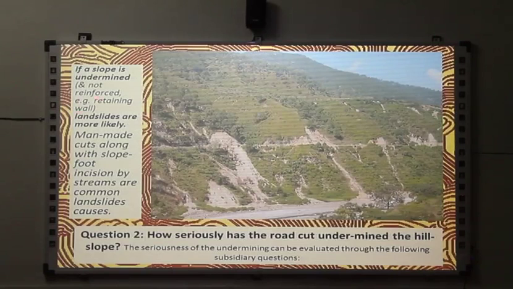Okay, if the slope is undermined and not reinforced, and you'll find a lot of these roads now will have retaining walls on them, then you're going to get a landslide. Same if the river is diverted or diverts itself by meandering against the foot of the slope.